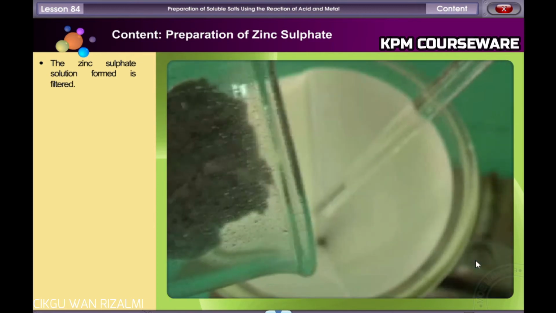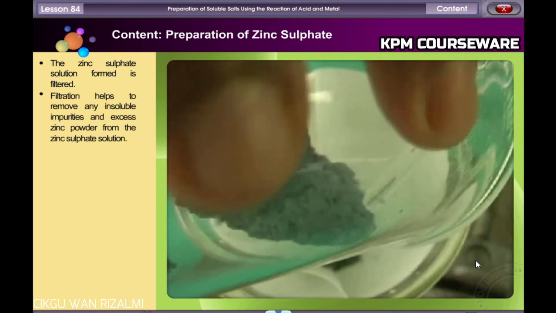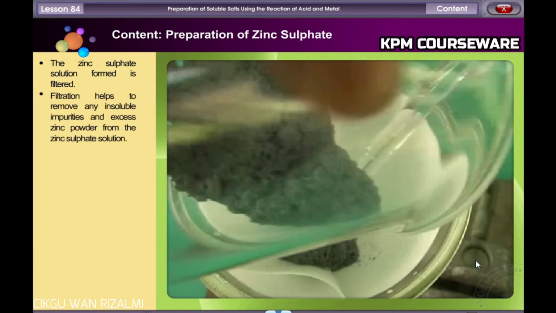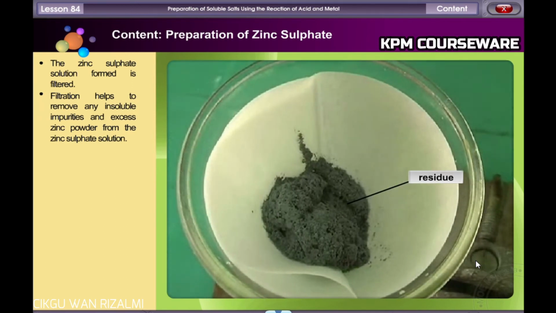Why is this process necessary? Filtration helps to remove any impurities and excess zinc powder from the zinc sulfate solution. These impurities will remain on the filter paper as residue.